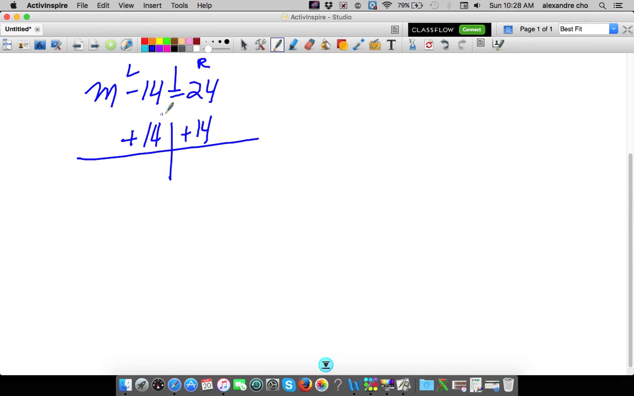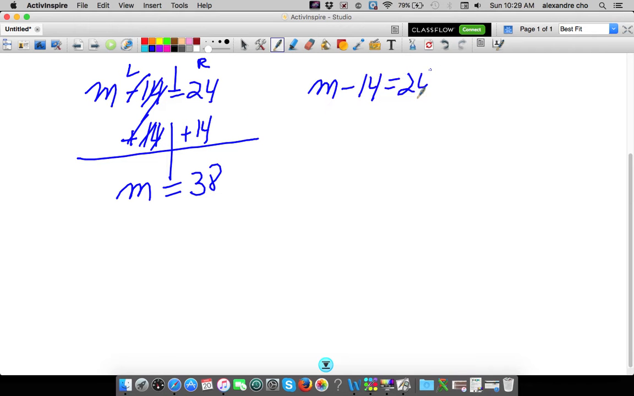Okay, so notice that if I add 14, these two, minus 14 and 14, are opposites, so they will give me a 0. The only thing left over on that side is n, which is exactly what I want, n by itself. And on this side is 38. Is that really my answer? Let's copy our original equation. Substitute, see if it works.